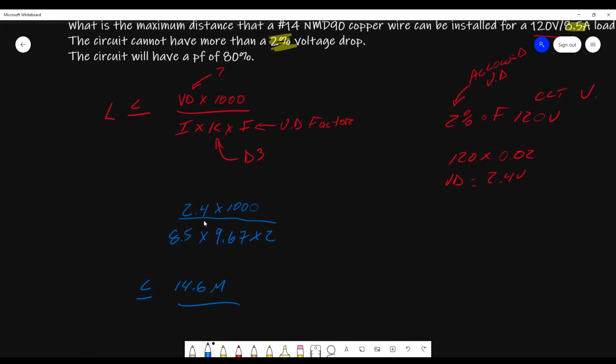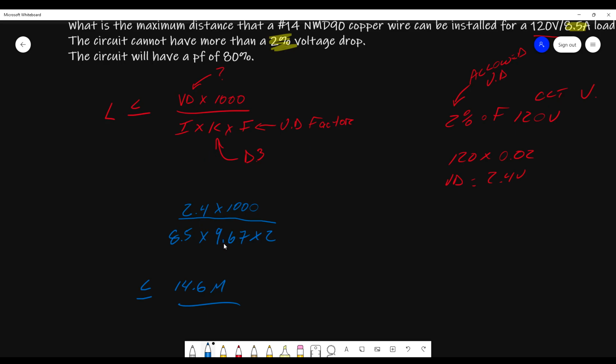Okay, so again, first step we have to do, because this formula needs to know what voltage, not percent, but what voltage will be dropped. And I'm saying 2% voltage drop max. So that's how we get the 2.4. I just found 2% of 120 volts. That was the circuit voltage. Right? And then we knew the current.